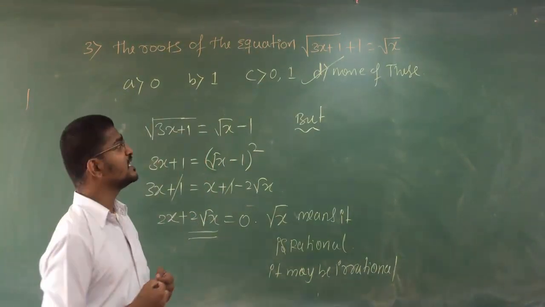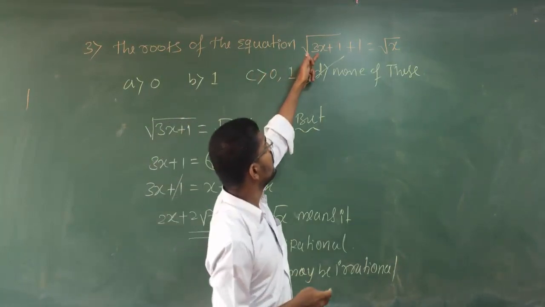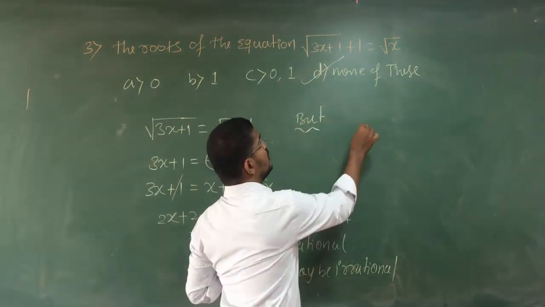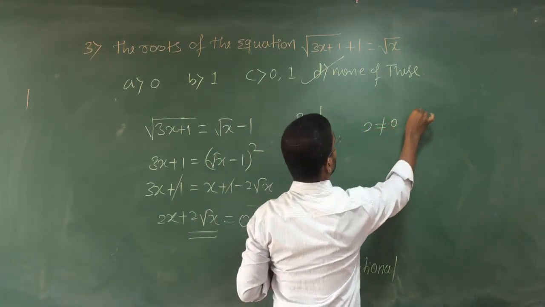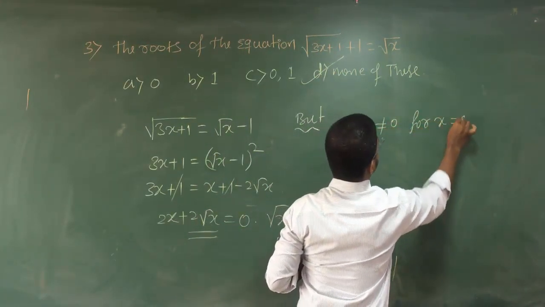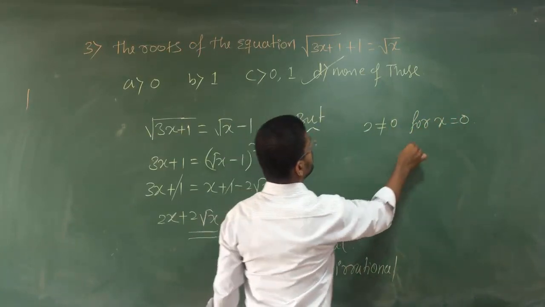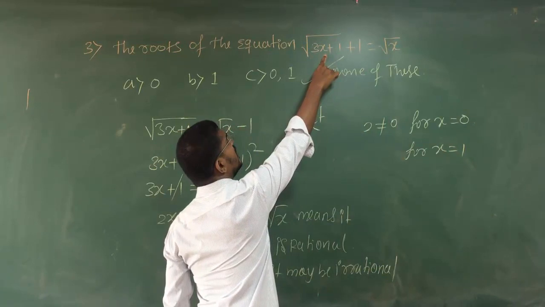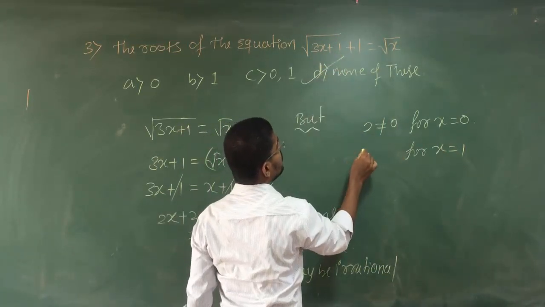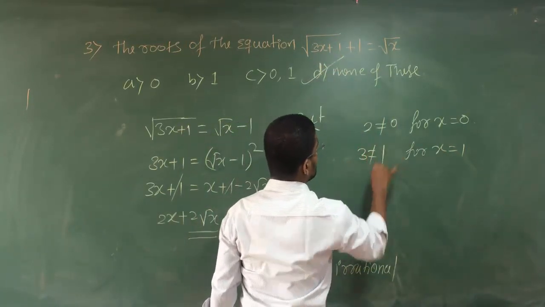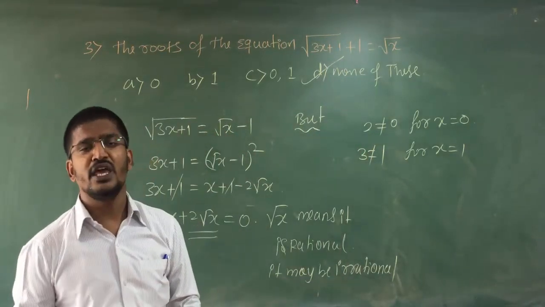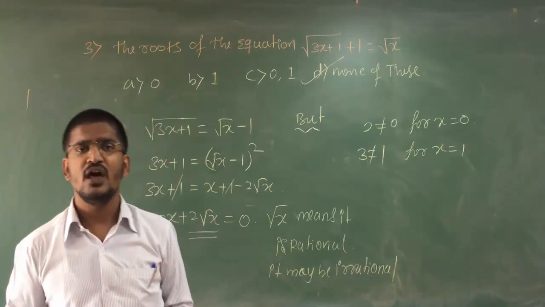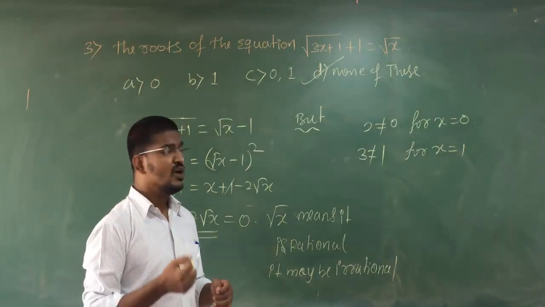For that reason, let us check. If I put 0, this will be 0. 1 plus 1 will be 2. 2 will not be equal to 0 for x equal to 0. Next, if I put x equal to 1, what are you going to have? 3 into 1, 3 plus 1, root 4, that is 2. 2 plus 1 will be 3, which is not equal to 1. So if I use 0, LHS is not equal to RHS. If I use 1, again LHS is not equal to RHS.